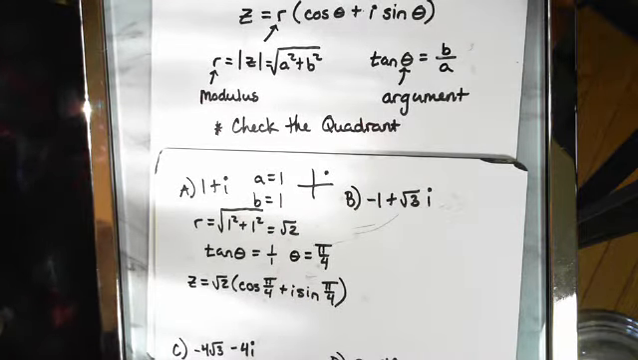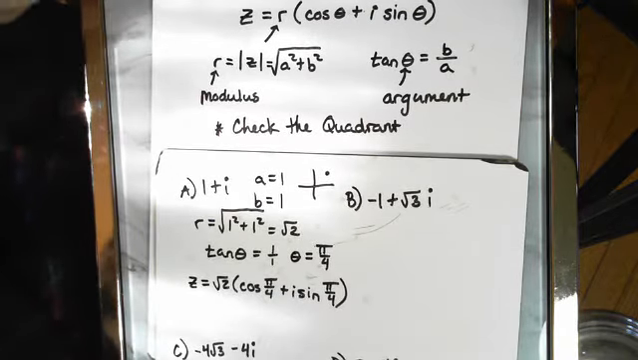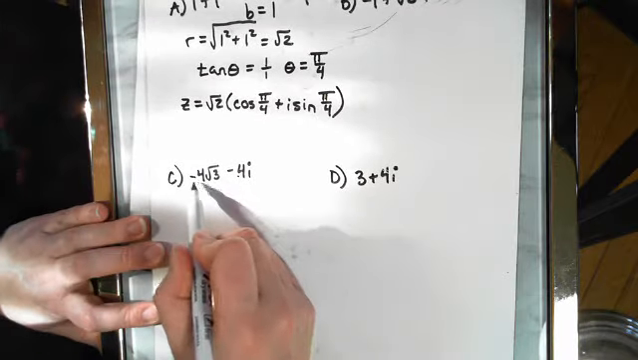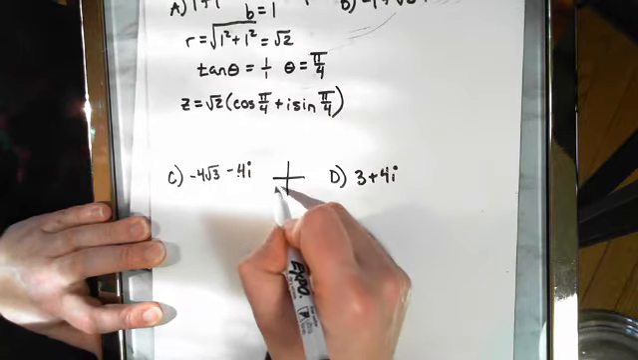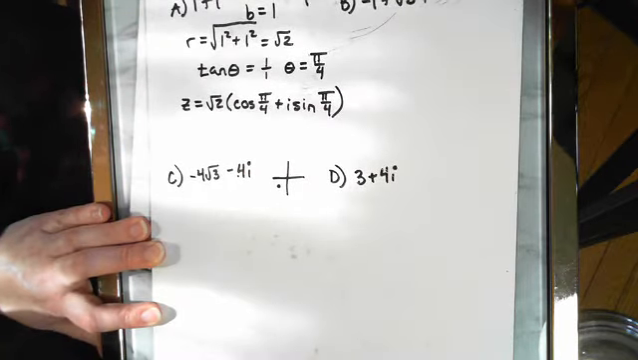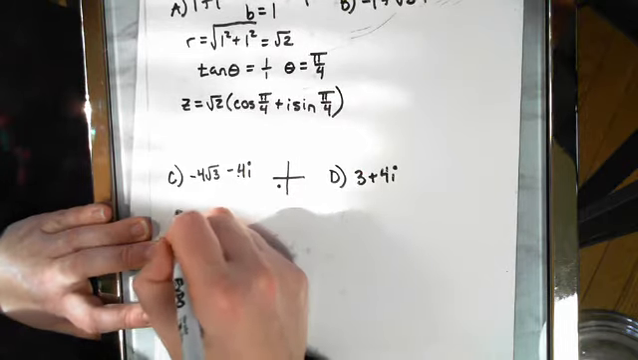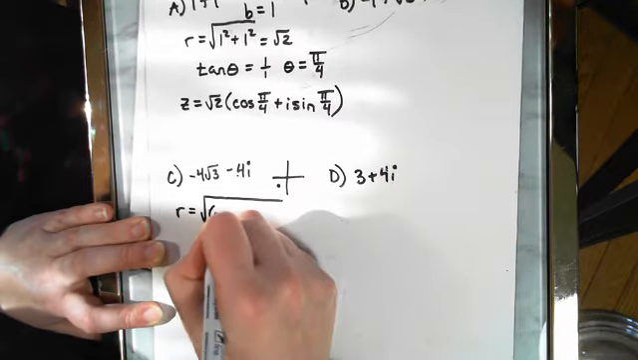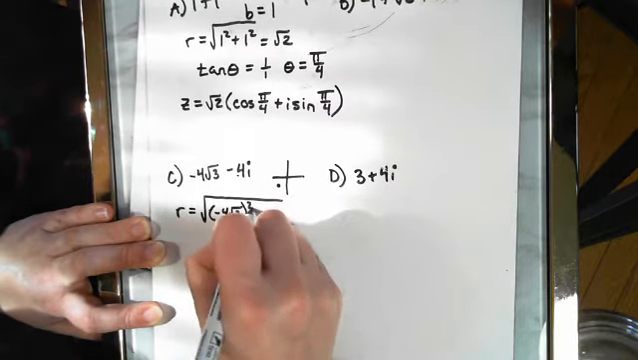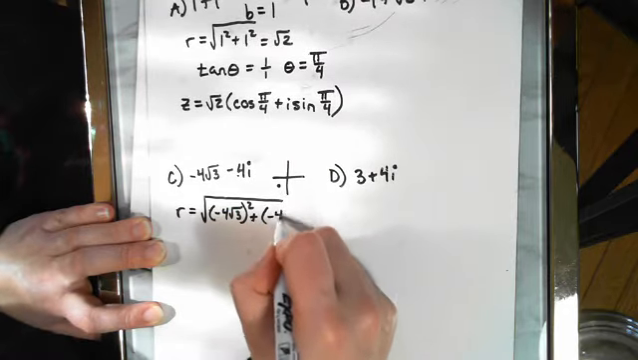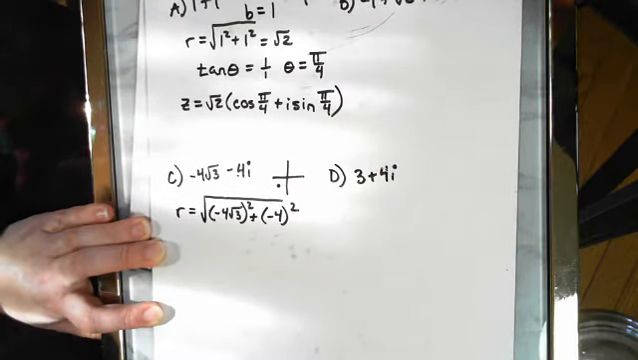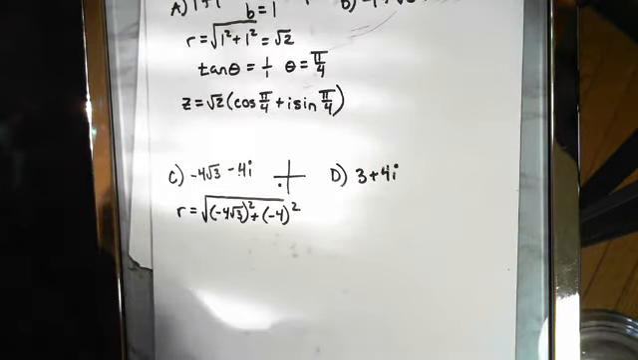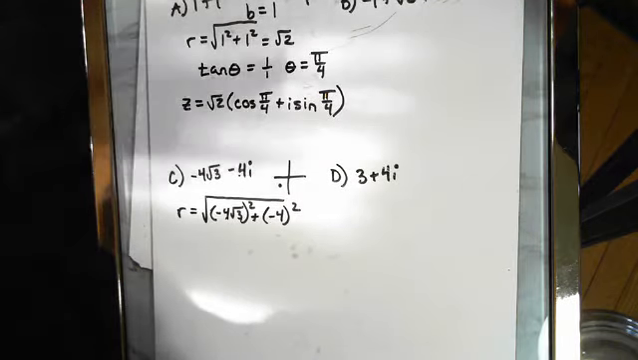Okay, let's do another one. I'm going to go down to C so I have room for it. Okay, in part C, notice this graphs with a negative x and a negative y. It's going to graph in third quadrant, okay? So for r, I have negative 4 square root 3 squared plus negative 4 squared. When I square this, I'm going to get 16 times 3, and 16 times 3 is 48.